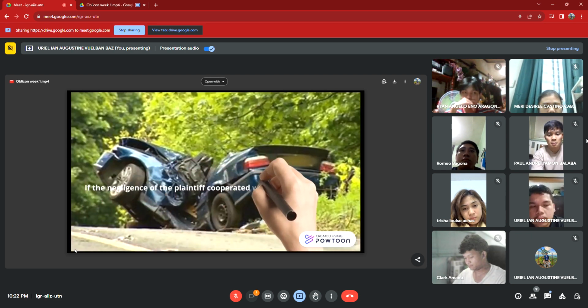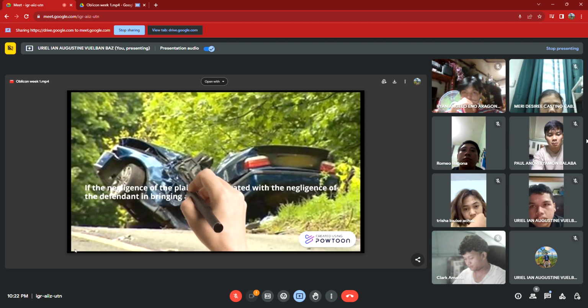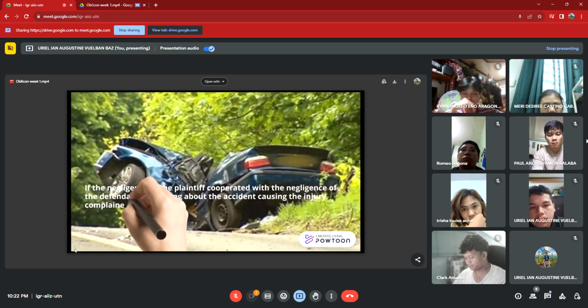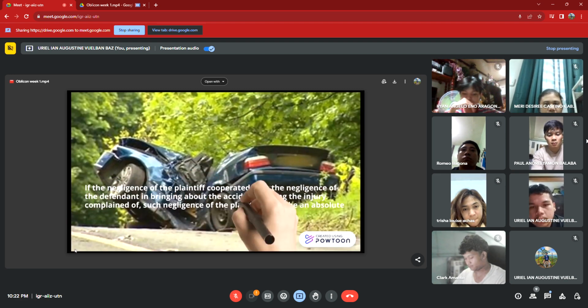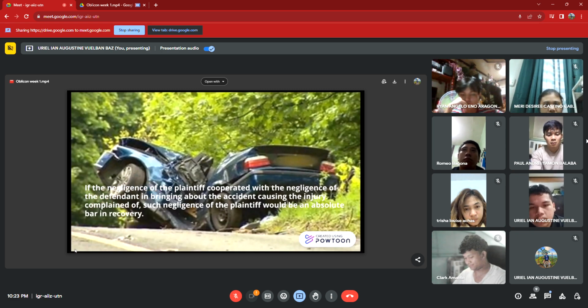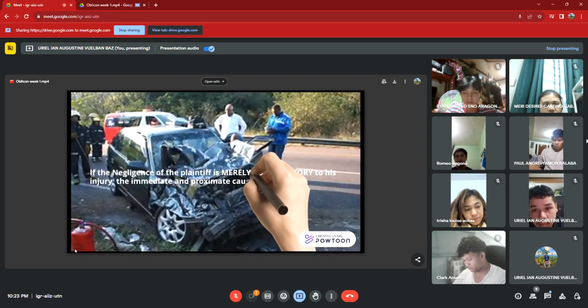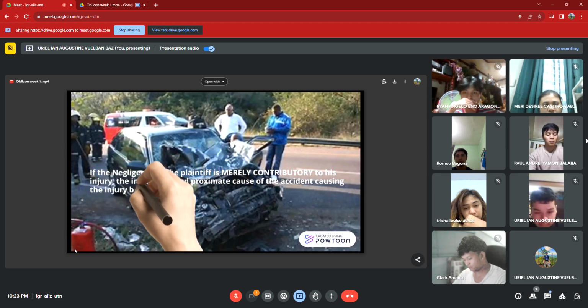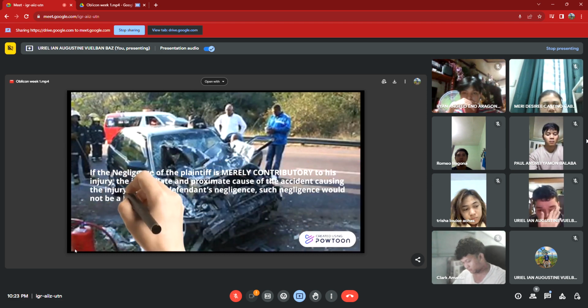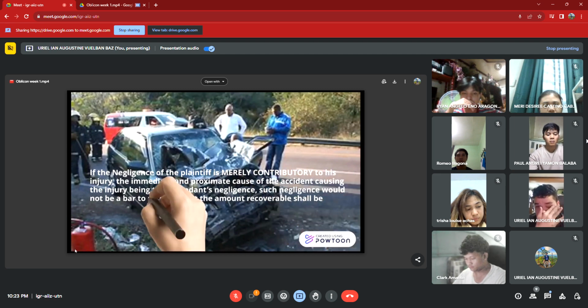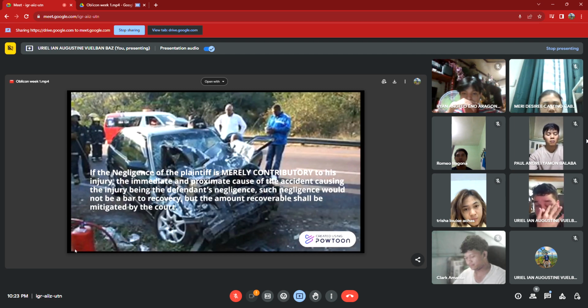If the negligence of the plaintiff cooperated with the negligence of the defendant in bringing about the accident causing the injury complained of, such negligence of the plaintiff would be an absolute bar to recovery. If the negligence of the plaintiff is merely contributory to his injury, the immediate and proximate cause of the accident causing the injury being the defendant's negligence, such negligence would not be a bar to recovery, but the amount recoverable shall be mitigated by the court.